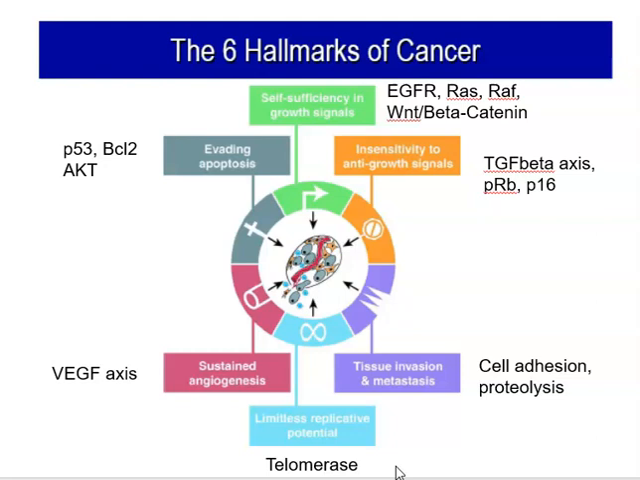I might not talk too much about the VEGF axis, that's the vascular endothelial growth factor axis, but this is just angiogenesis, and tumours need to be able to promote their own blood vessels, so vascular endothelial growth factor coming from tumour cells can drive new blood vessel formation.